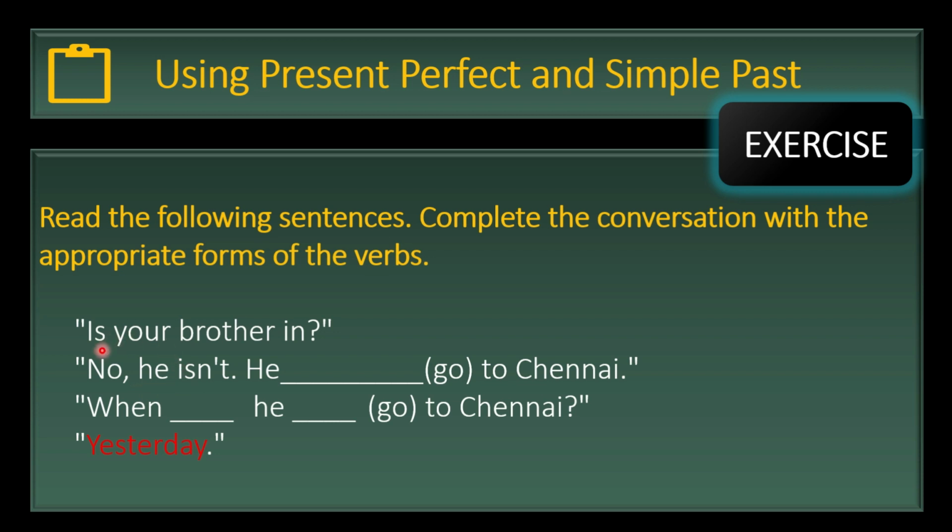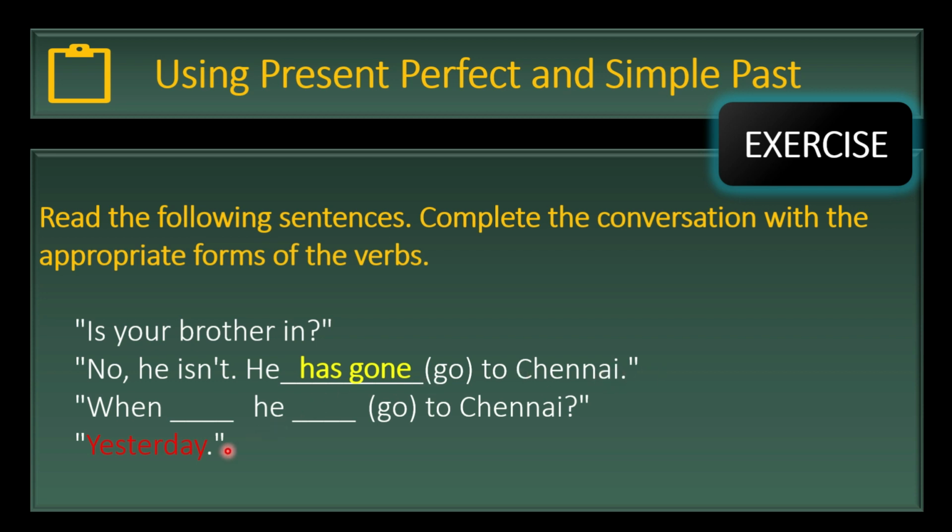Look at this here. The question is in present tense and the answer is in present tense. Simple present. Is your brother in? No, he isn't. But look at this here. He dashed to Chennai. Now here the speaker has not mentioned any time or any time reference adverb or expression. So present perfect tense should be used here. So the correct one here is has gone. Go, went, gone. He has gone to Chennai. No time mentioned here. Remember this.